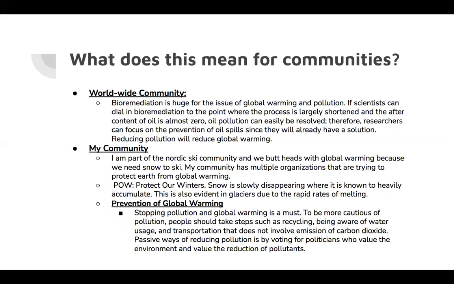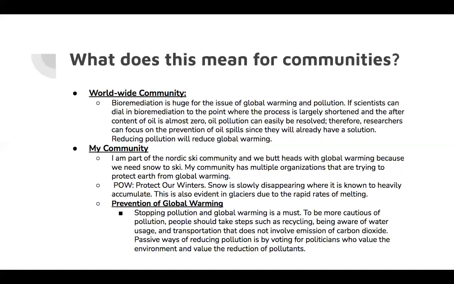So for my community, I'm part of the Nordic ski community, and we butt heads with global warming because we need snow. My community has multiple organizations that we're trying to protect the earth from global warming. And we have POW, which is Protect Our Winters. Snow is slowly disappearing where it is known to heavily accumulate, and this is evident in glaciers due to rapid rates of melting. And then we have prevention of global warming.